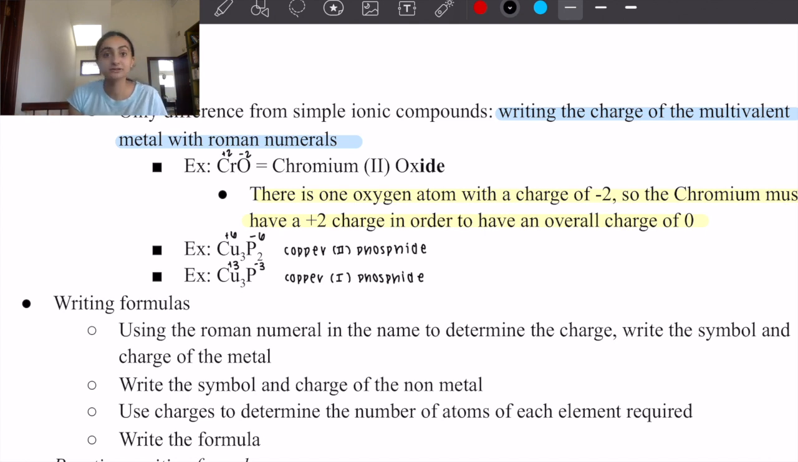It always helps me first to calculate the overall charge of the nonmetal based on the charge of the element and how many atoms there are of the element, and then kind of work backwards to get the charge of the multivalent atom that we're using.